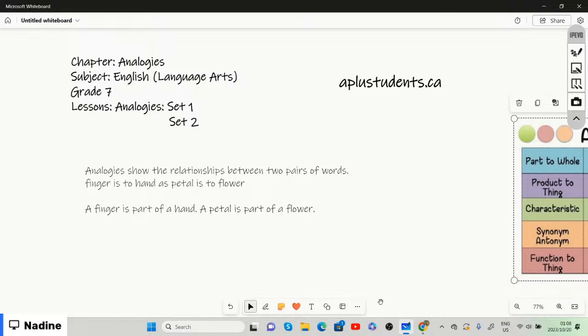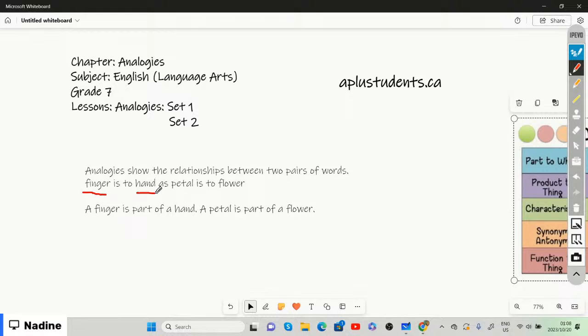And an example of analogies are finger is to hand, right? It's almost like things that are kind of similar. So finger is to hand, as petals is to flower, which means that we have fingers on our hands and petals on flowers. So finger is part of the hand and petals are part of the flower.